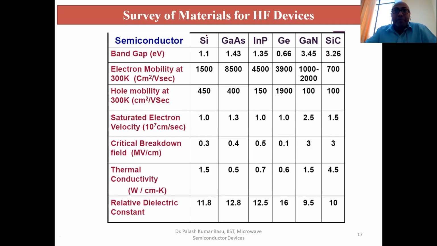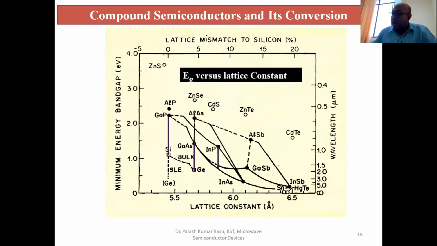Before I start, I just want to have some discussion on this graph. This graph shows the minimum energy band gap on the y-axis, and the lattice constant on the other axis. This is a very popular graph. It is available in any compound semiconductor book. What is the significance of this curve?